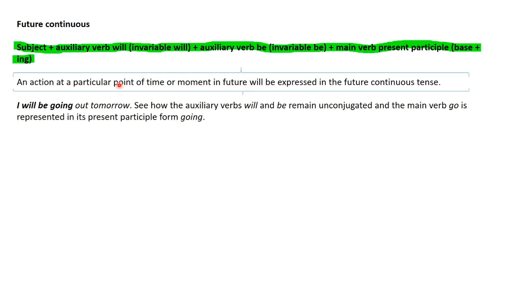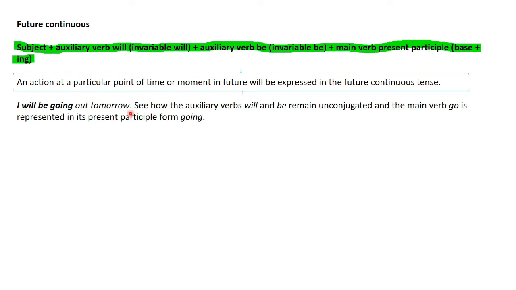Let's move on to the future continuous tense. Like any other continuous tense, this has a subject and a verb string, and the combination is auxiliary verb will, invariable, that is, it is going to remain unconjugated in all circumstances. And in case of a future continuous tense, the auxiliary verb be will remain unconjugated, and the main verb will be represented in its present participle form, which we all know is the base form with a suffix ing added to it. The future continuous tense represents an action that will be going on or continuing at a point of time in future. For example, I will be going out tomorrow.